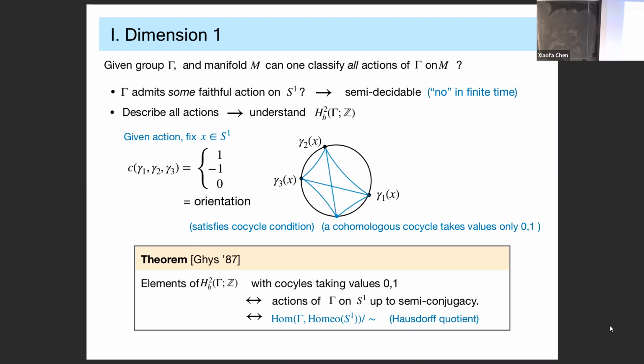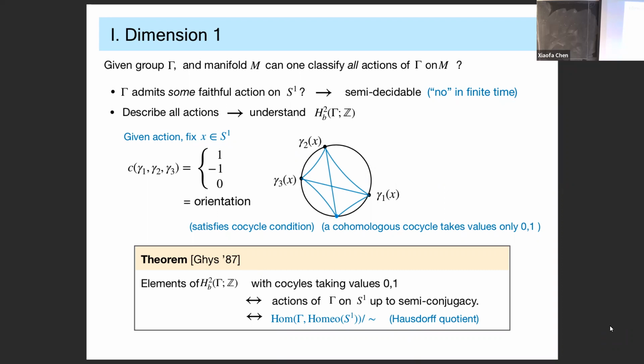Okay, so I'm going to replace M by the circle, because this is still an interesting question, and talk about how we answer it for various groups. So the first question you should ask is the existence question. Is the set of all actions of my group on the circle empty or non-empty? I guess you always have the trivial action. But let's use the actual group and ask, is there a faithful action of the group?